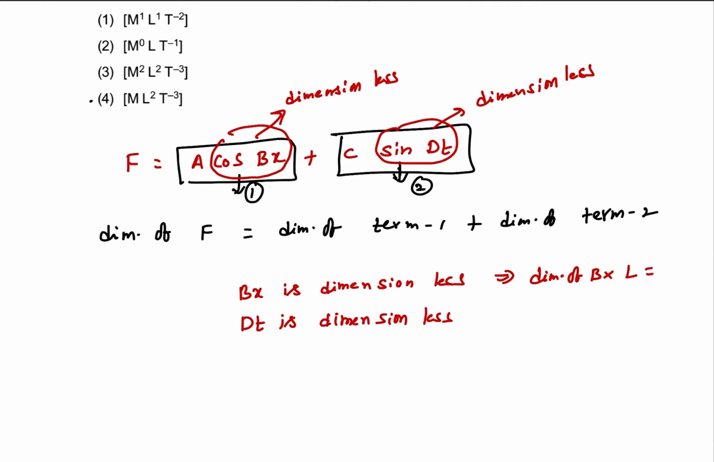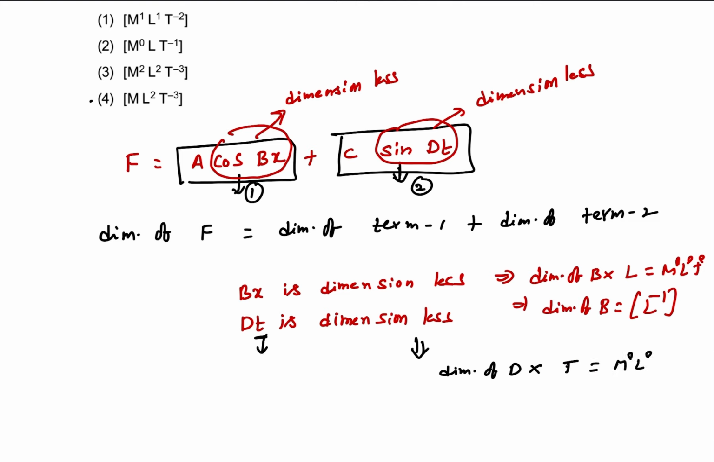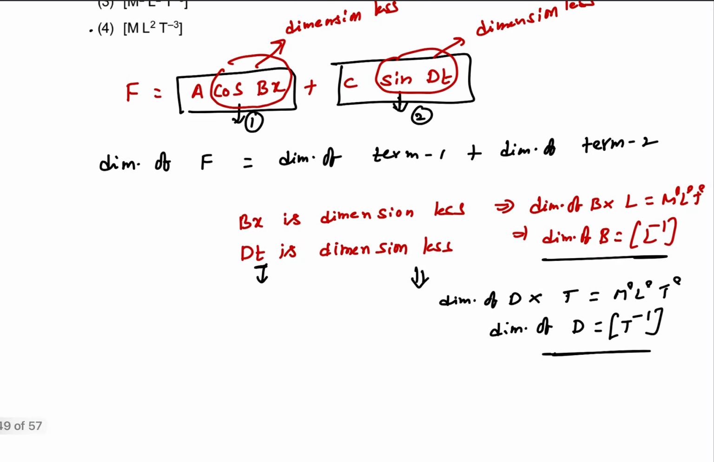So I can write the dimension of b into the dimension of x is equal to L, which is equal to m power 0, L power 0, t power 0. So I can write the dimension of b is equal to L power minus 1. Similarly, I can take the dimension of d into the dimension of time, where t is time. So that is m power 0, L power 0, t power 0. So I can write the dimension of d is equal to t power minus 1.